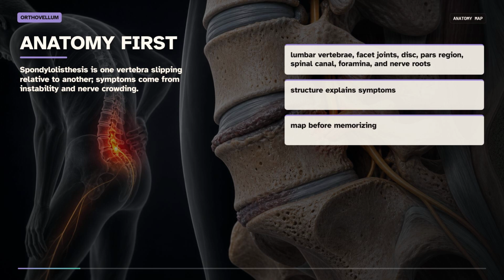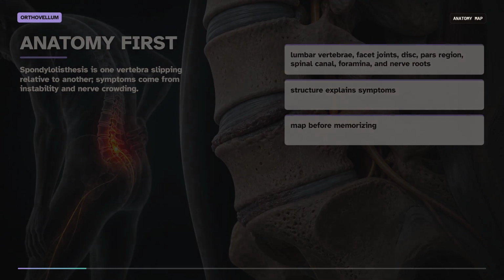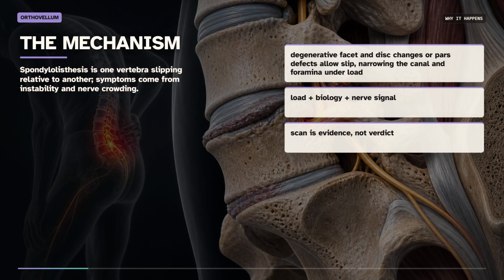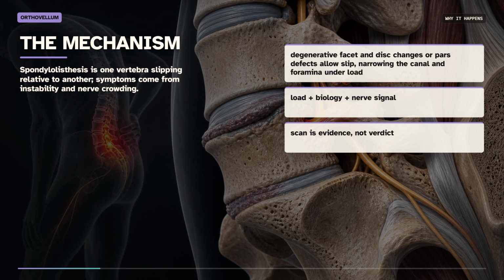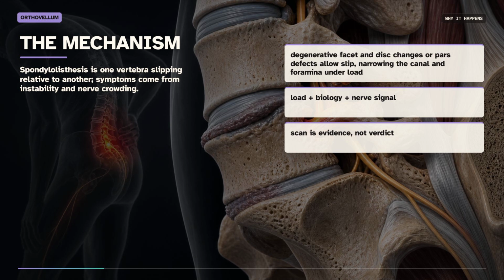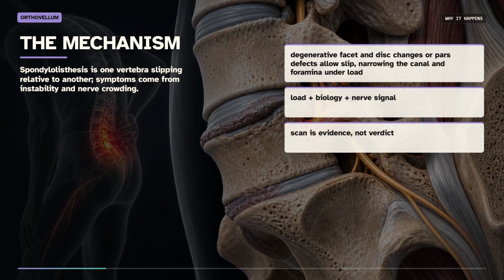It tells us which tissues are likely overloaded, irritated, torn, compressed, or failing to share load. The core mechanism is degenerative facet and disc changes or pars defects allow slip, narrowing the canal and foramina under load. This is why two people with similar images can feel very different. Tissue appearance, load, inflammation, nerves, strength, and confidence all interact.